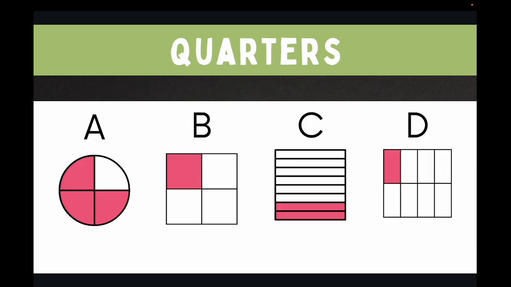It's time for you to demonstrate what you've learned. Please pause the video and fill out the Google form. Which of the following shapes have 1/4 shaded? After answering the question, you can resume the video. Pause the video now and complete your task.